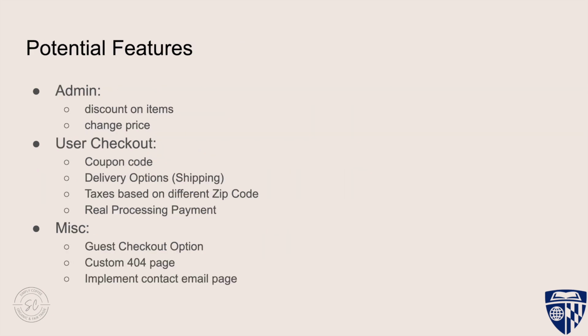Here is a list of potential features that we could have implemented if we were to pursue this project further. There are 3 areas where it really would have made a difference in our application. The first part would be the admin console or the admin page. In the admin page at the moment, we only have the ability to change stock. We can extend that to include discounts on items and also changing the price.